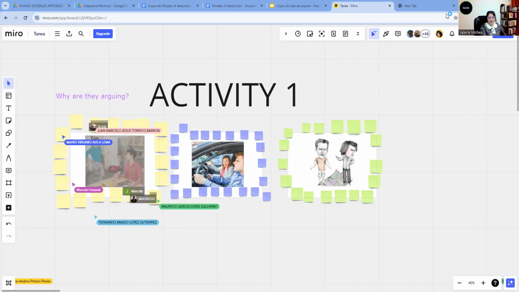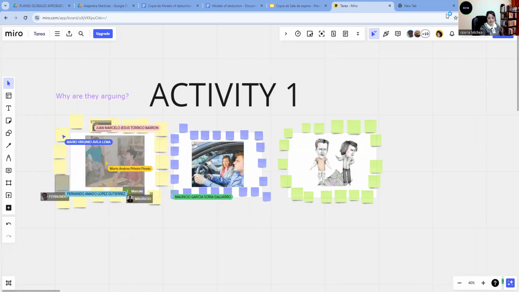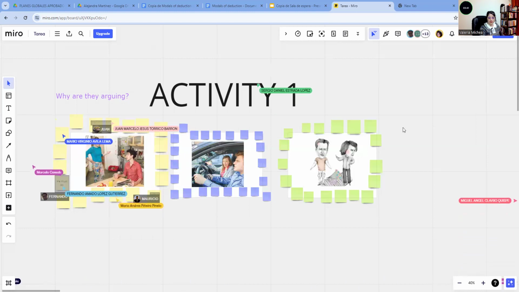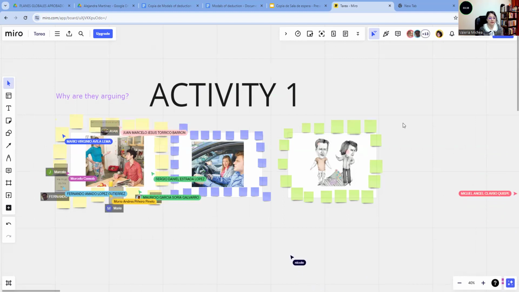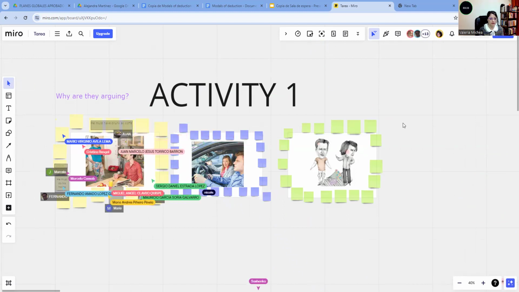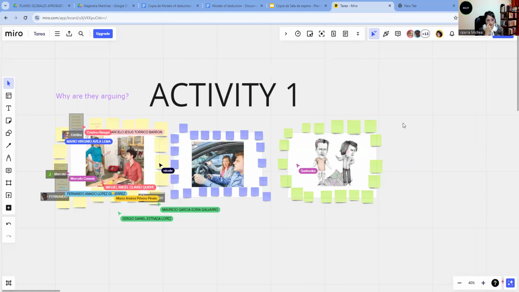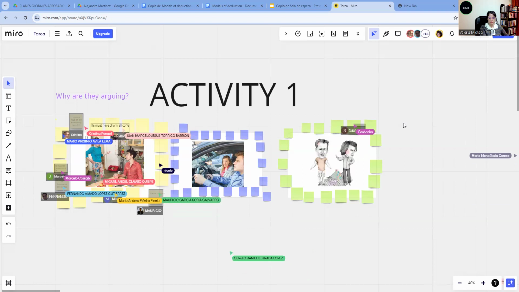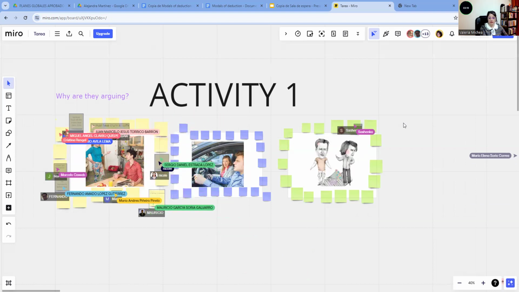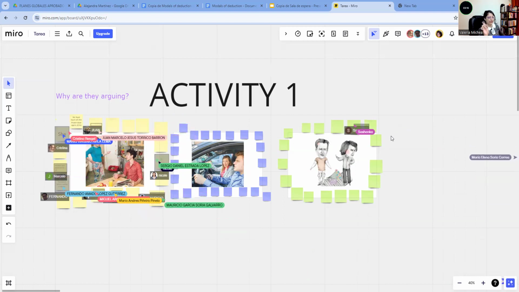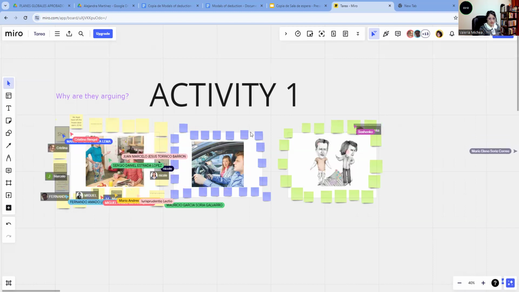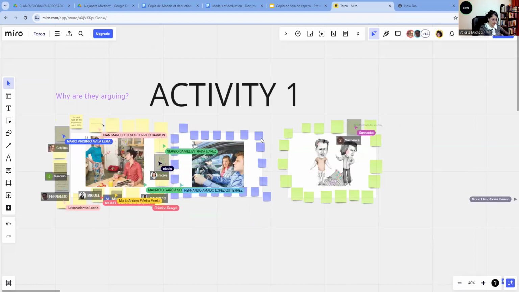Time is on. In order to write on the sticky notes, you have to click on the sticky note and start writing. So there's no need to paste another text box.